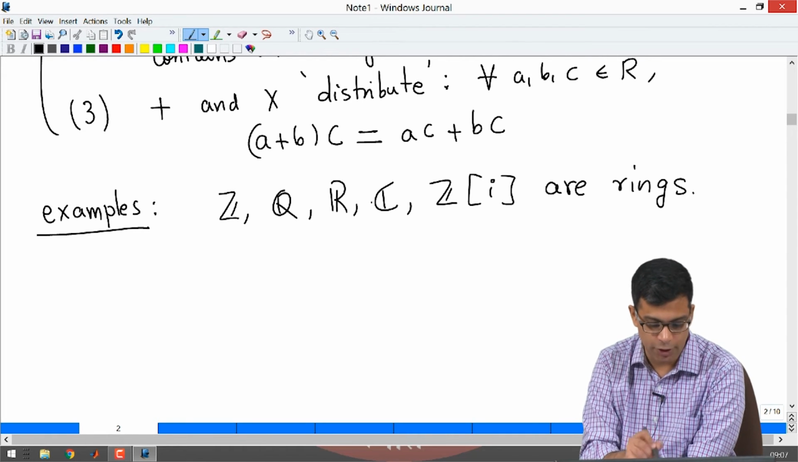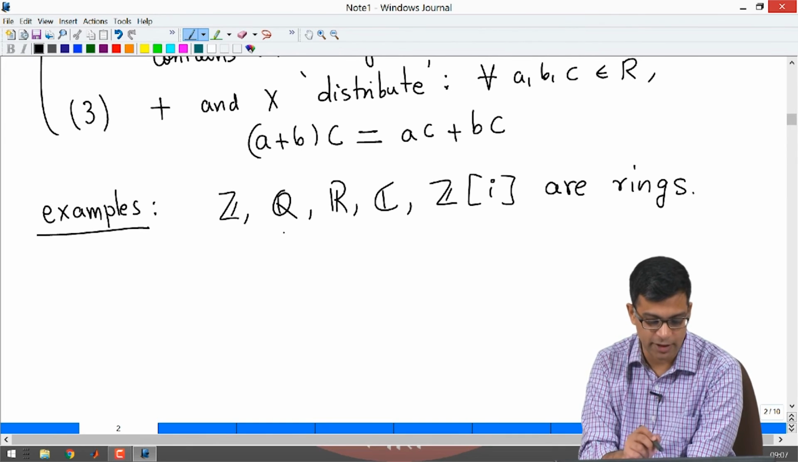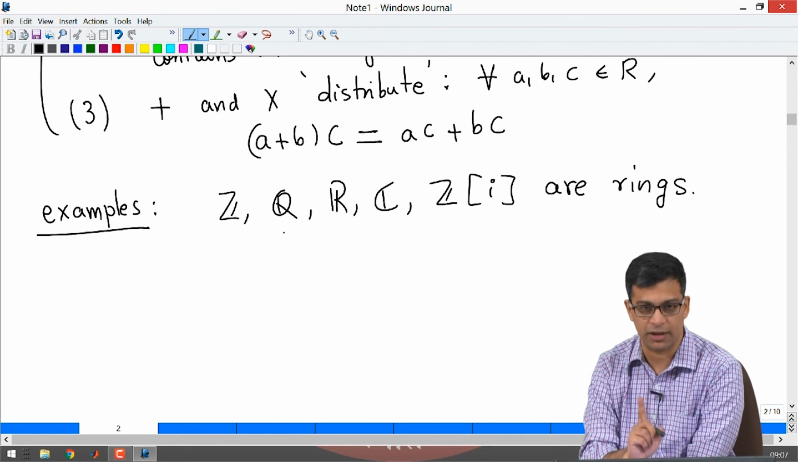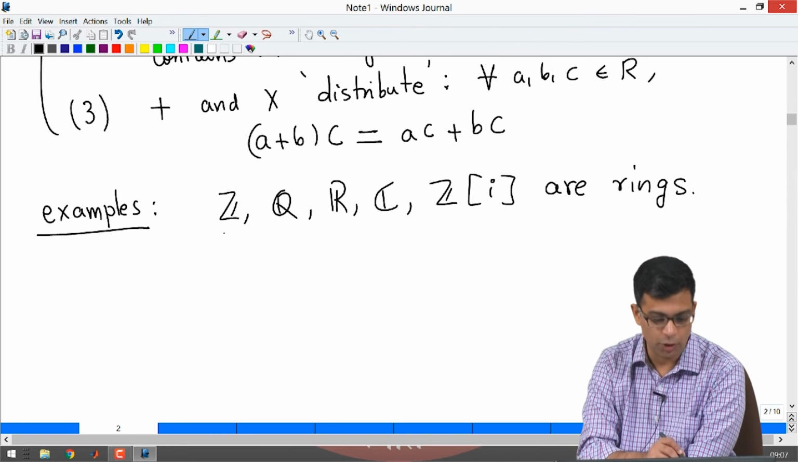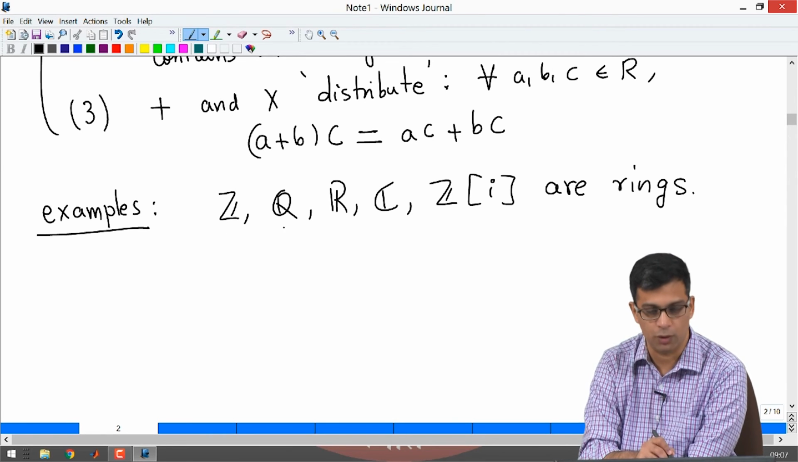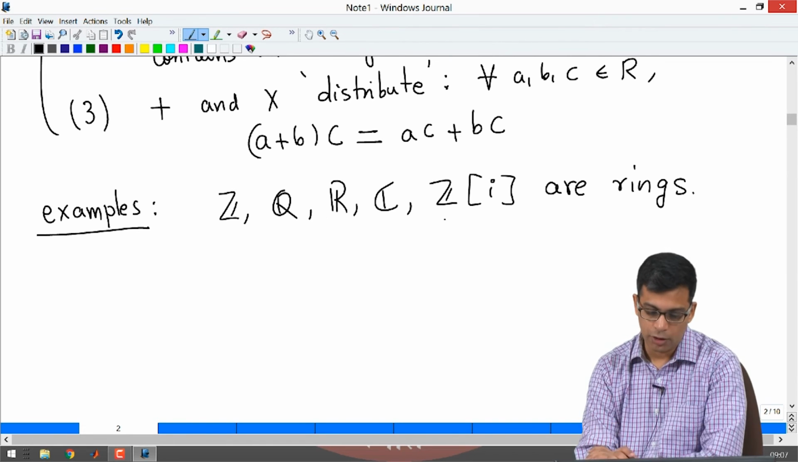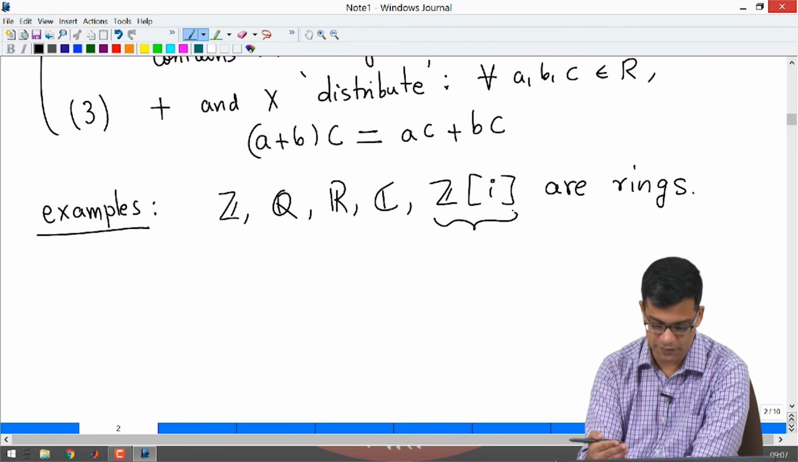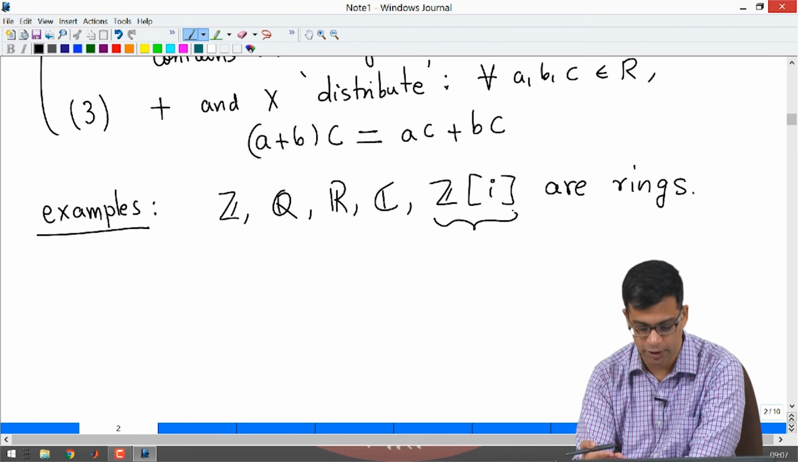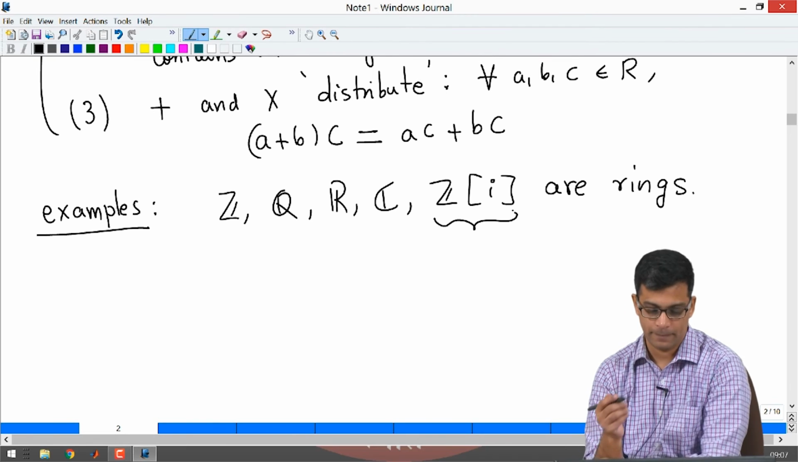In fact, Z, Q, R are all subsets of C. So, once you know that there is addition and multiplication on C, these sets inherit them. However, you have to check that these sets are closed under that operation. For example, you add two integers, you get another integer. You add two rational numbers, you get a rational number. You add two real numbers, you get a real number. You add two elements of Z[i], you get another element of Z[i]. Similarly, you multiply two elements of Z[i], you get another element of Z[i]. Similarly, for Z, Q, R and C.